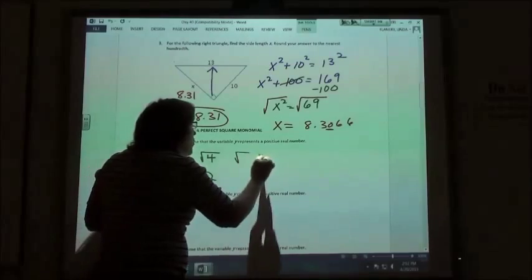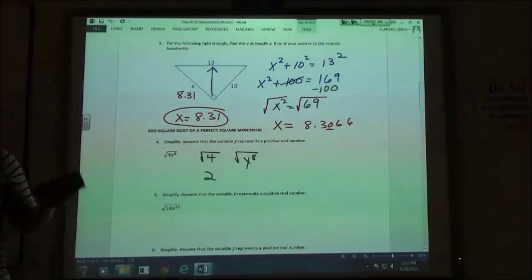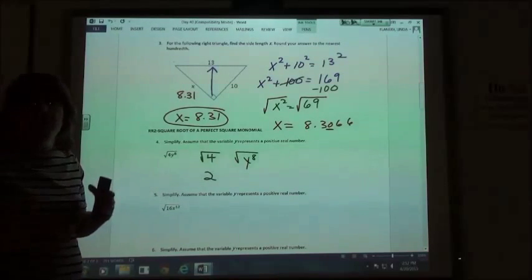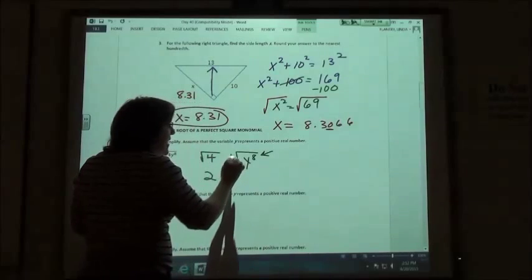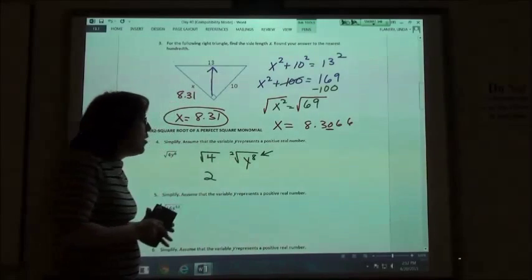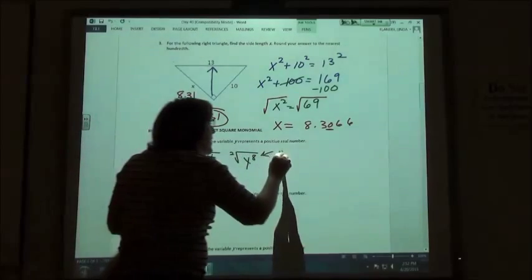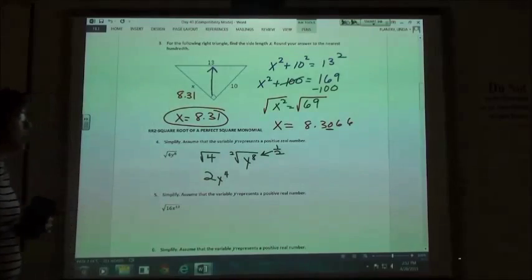If I'm going to do the square root of y to the 8th, you're thinking about what times itself gives me y to the 8th. Well, when we are multiplying with variables, we add the exponents. 4 plus 4 gives me 8. The key here is understanding that the index to a square root is 2. I end up taking half of my exponents. Half of 8 gives me 4.